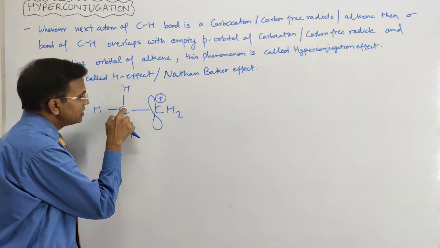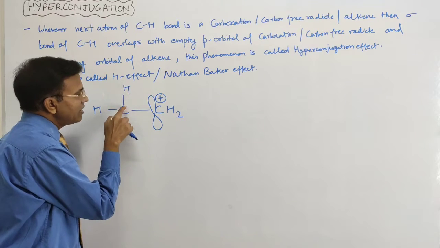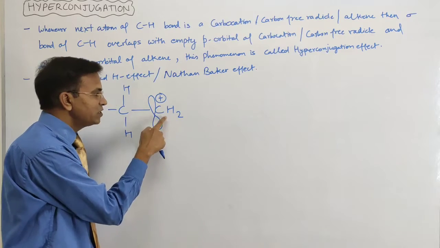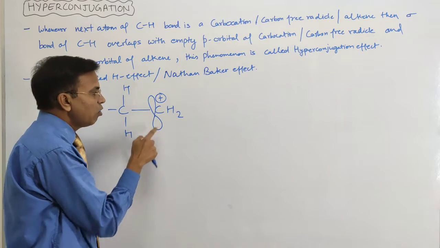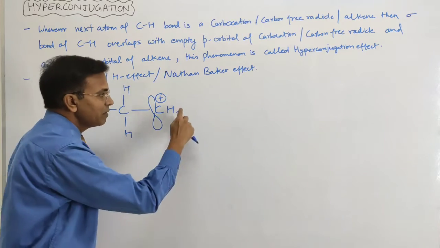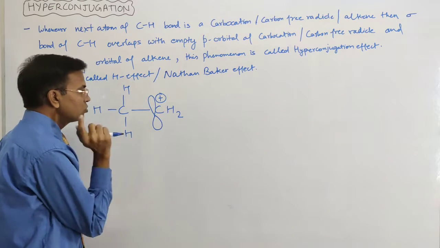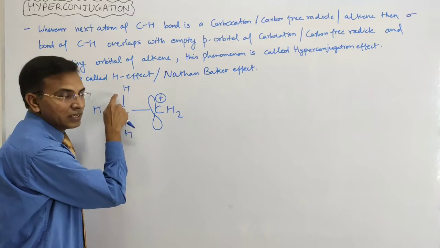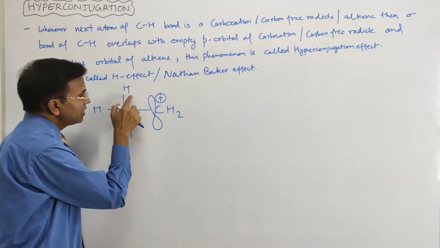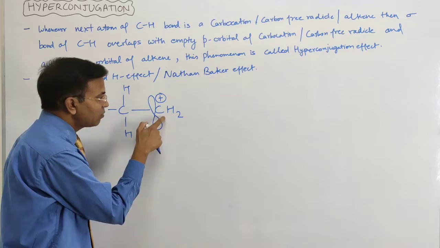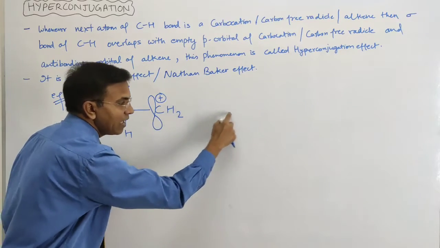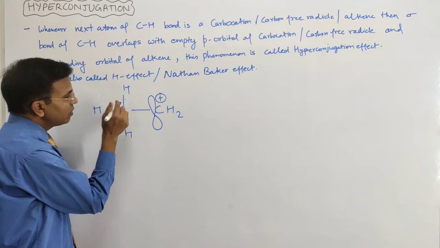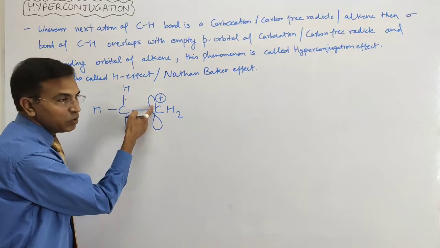So whenever a CH bond is there and next to the CH bond there is a carbocation or free radical, which has the empty orbital, or an alkene, in some other example it may be the alkene here. So the empty orbital is there and the CH bond is there. Then this sigma bond overlaps with the empty p orbital.